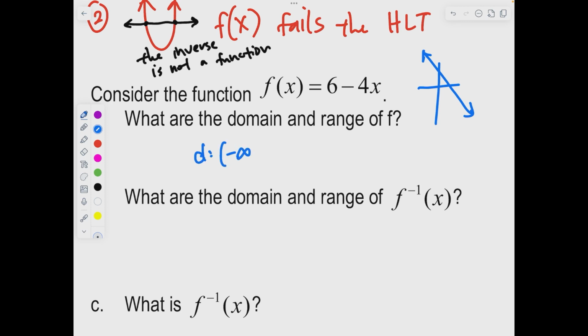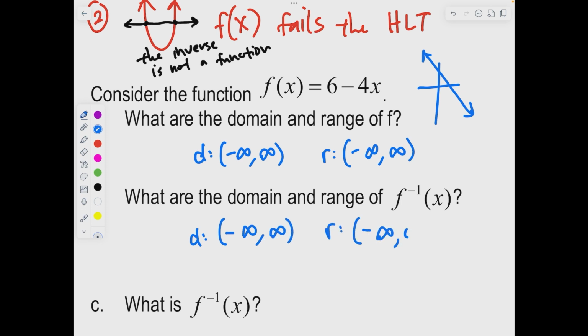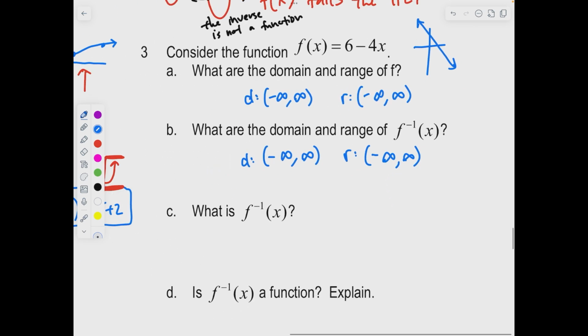Well, if it's a line, the domain is all real numbers and the range is also all real numbers. It goes up and down, left and right forever. The inverse of a line is still going to be a line. Domain and range, when you switch them, still the same. What is the f inverse? x equals 6 minus 4y. I'm going to subtract the 6 to the other side, and I'm going to divide by negative 4.